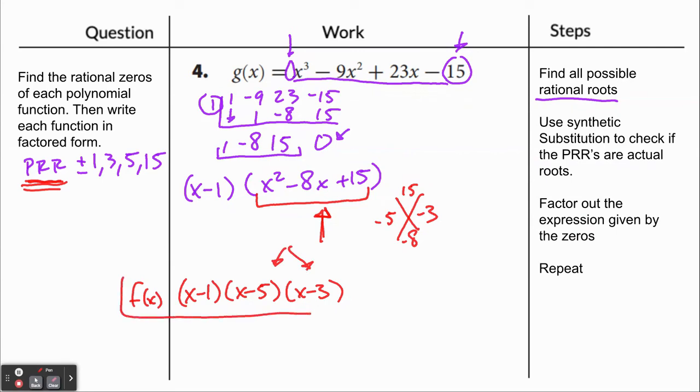So here is my factored form, and my zeros are going to be +1, +5, and +3.